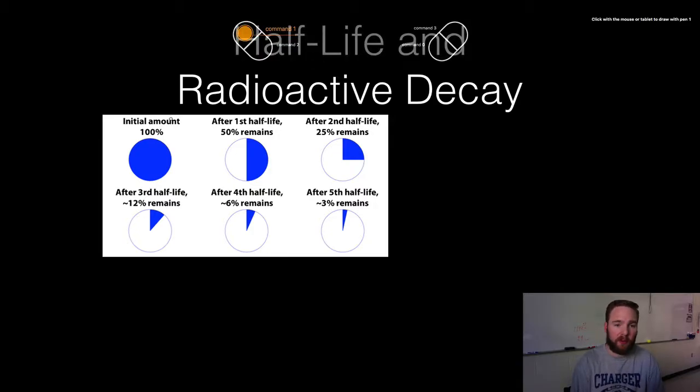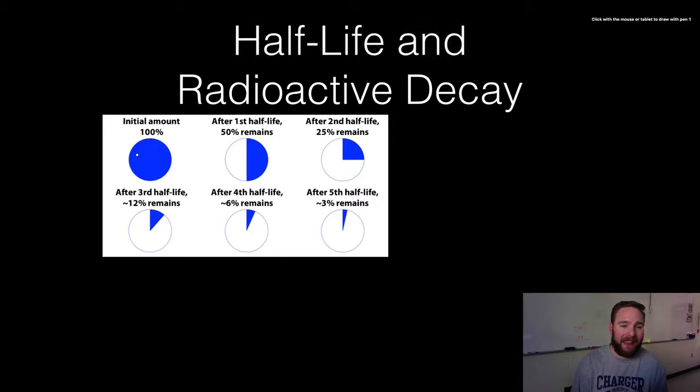So it's a pretty simple process. It starts with an initial amount. So we have some initial amount, we would call that 100%. After the first half-life, we have, can you believe it, half of the original amount, or 50%. And then it keeps going. After the second half-life, you would have 25%. After the third half-life, you would have about 12.5%.